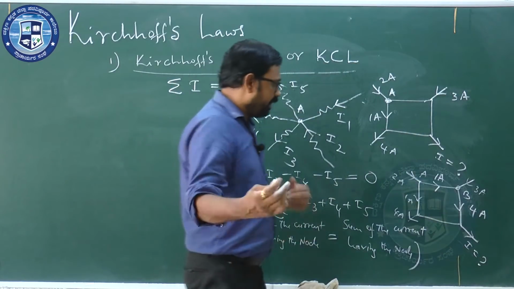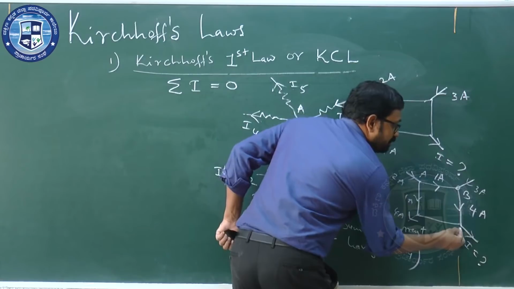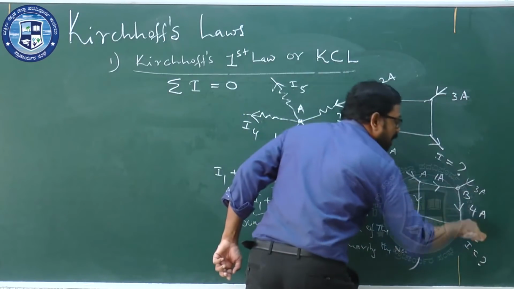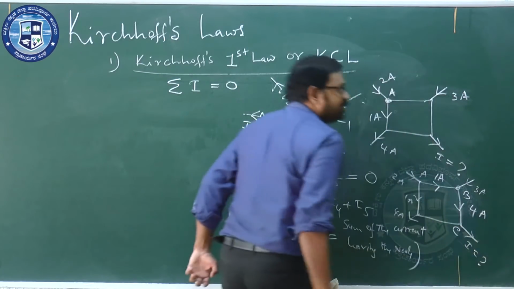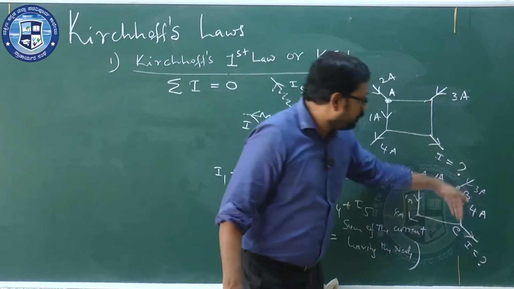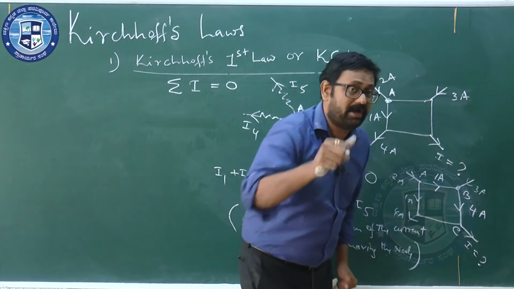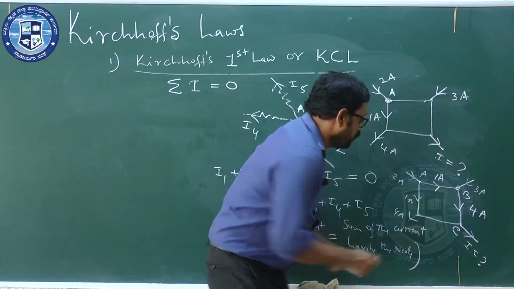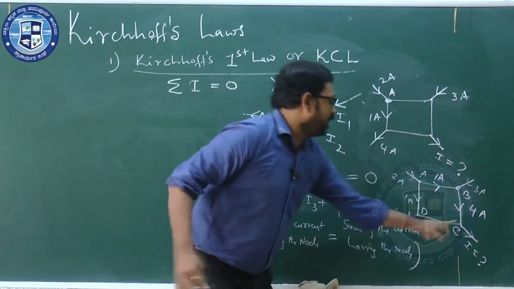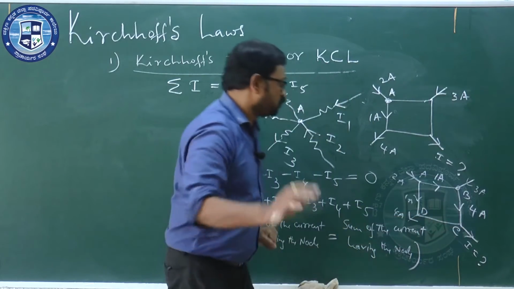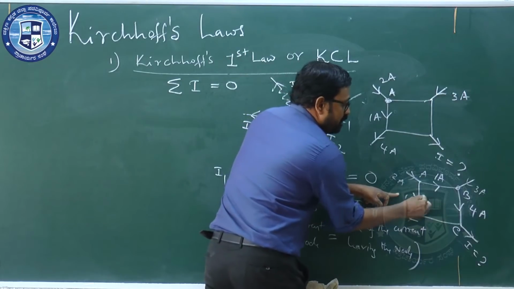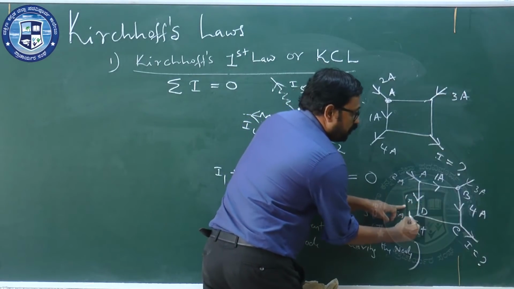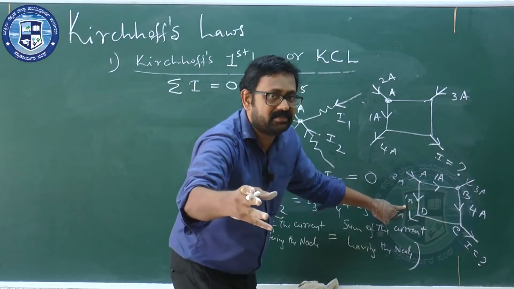Correct? Next. Let us name this as a node C. 4 ampere is entering, 1 ampere is leaving. Now I am unable to solve it directly because I don't know, if I name this as a node D, what the current in CD is. So we'll go back to this. 1 ampere is entering, 4 ampere is leaving means there is no meaning.